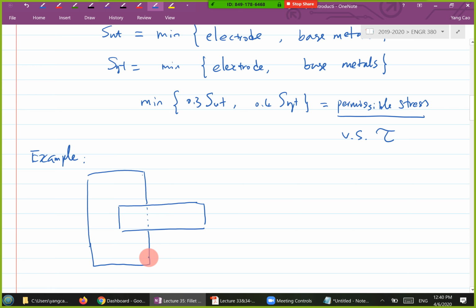Okay, and we will do a fillet weld. Okay, and the welding symbol will be like this. It's a bit too long, so let's make it a little shorter here.